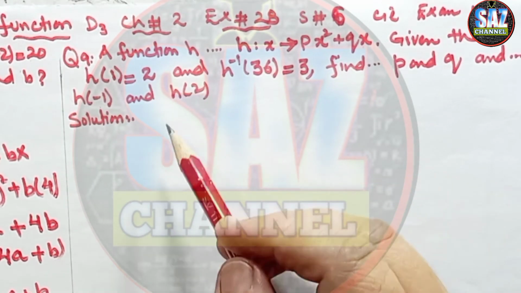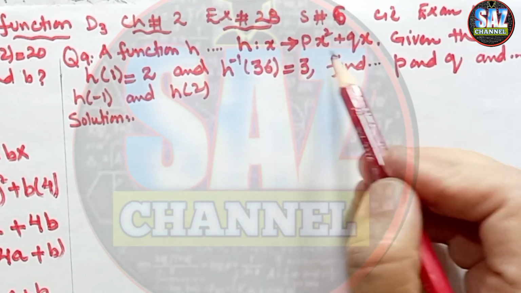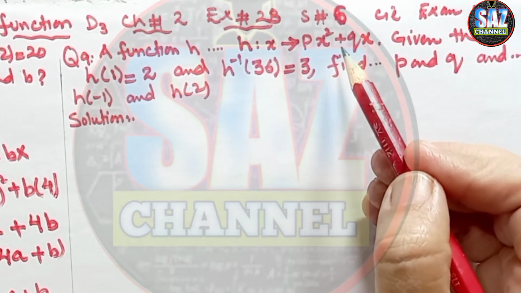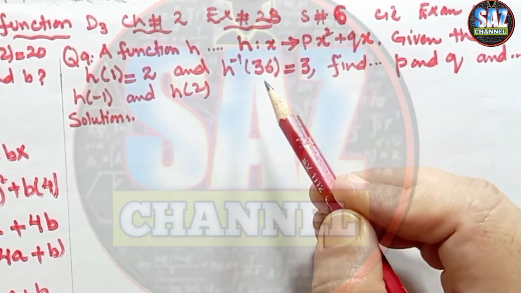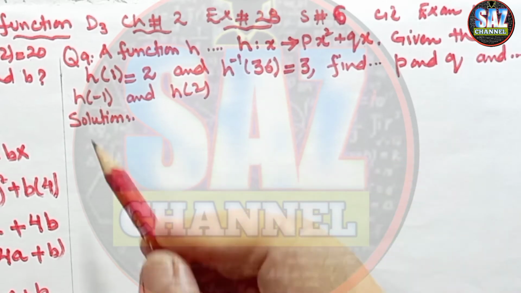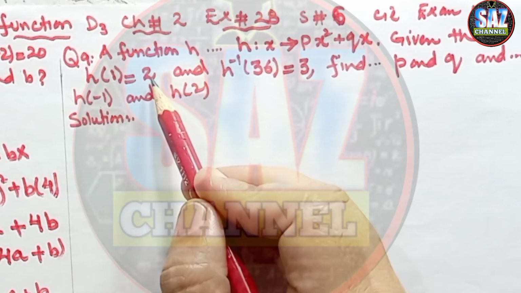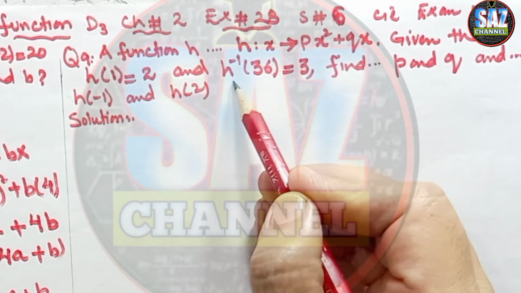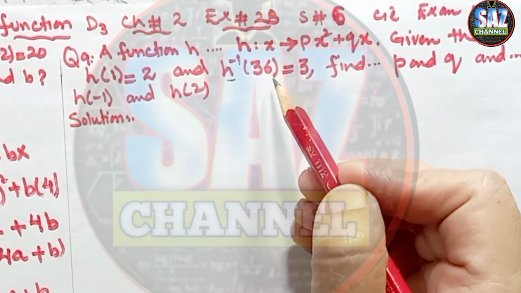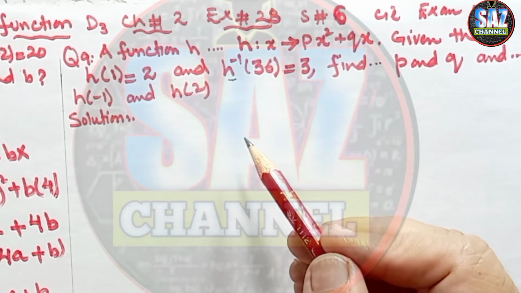If we look at the question, it has two unknowns, p and q. So to evaluate these two unknowns, we should have two conditions as well. One of the conditions given is that h of 1 equals 2, and the second condition is h inverse of 36 equals 3. If we look at the second condition, that is the condition with inverse.